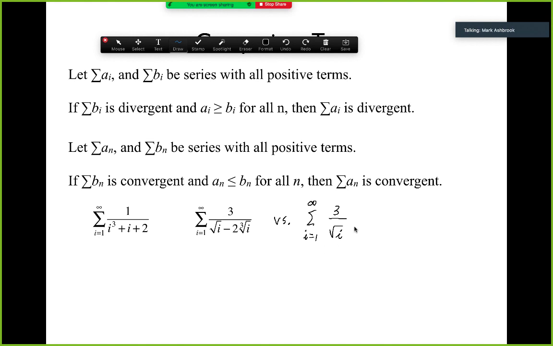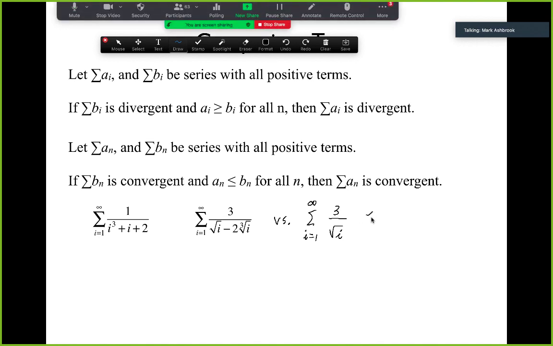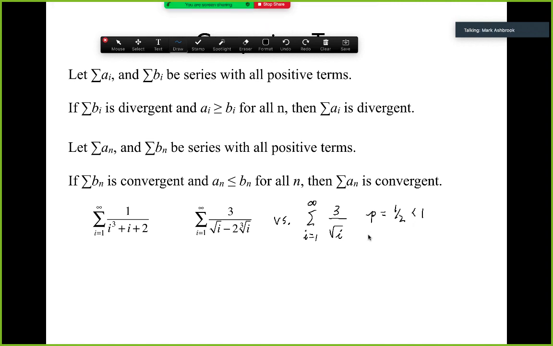So is this geometric? Is it a p-series? Is it something else? P-series. P-series with p equal to? 1/2. 1/2, which is less than 1, therefore it diverges, right? The p-series converges when p is greater than 1. The harmonic series, p equals 1, is the last one that still diverges. As soon as you get greater than 1, those series converge. But this is less than 1, so it diverges.